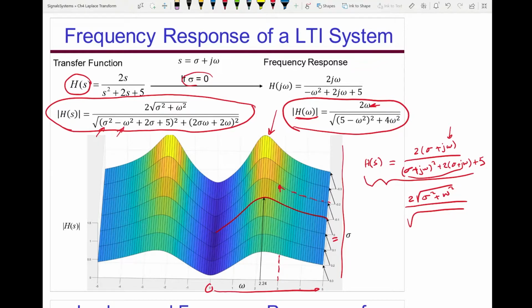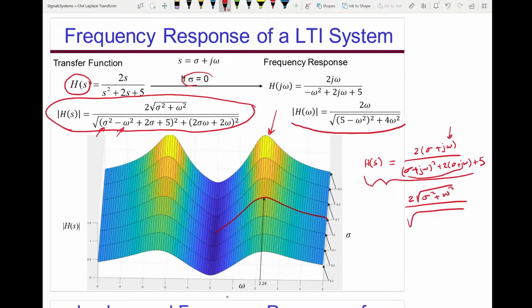Let's clean this. Then it will be the line on this surface plane where sigma is 0, so that will be here, and that will be the line here, that red line. And if I plot it like here, this is omega, it will be something like this. The peak here, or the resonance frequency of the system, means the system will give you the largest output if the input has this frequency, omega 0.